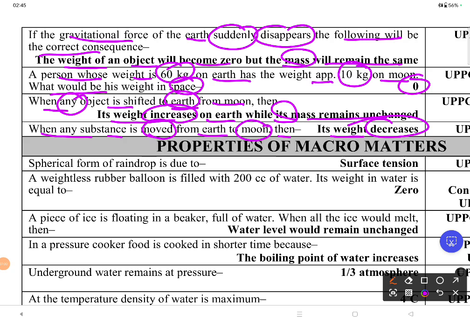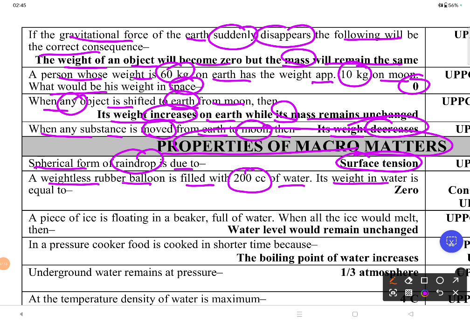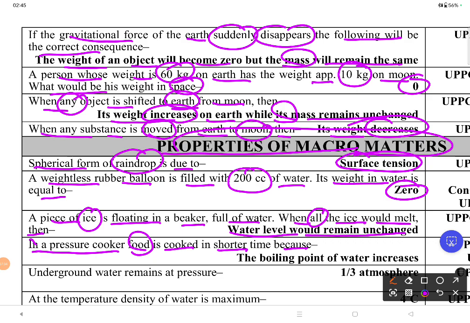Move on to the next chapter, that is properties of matter. The spherical form of a raindrop is due to surface tension. A weightless rubber balloon is filled with 200 cc of water. Its weight in water is equal to 0. A piece of ice is floating in a beaker full of water. When all the ice melts, the water level would remain unchanged. In a pressure cooker, food is cooked in a shorter time because the boiling point of water increases.